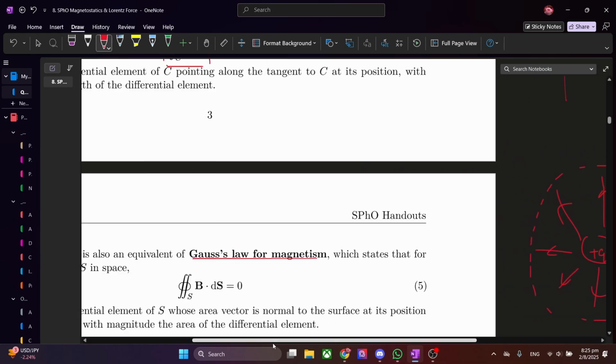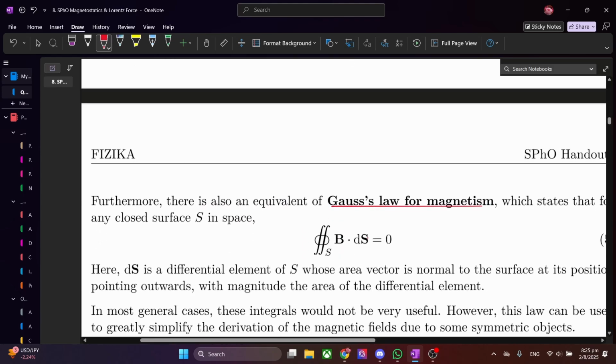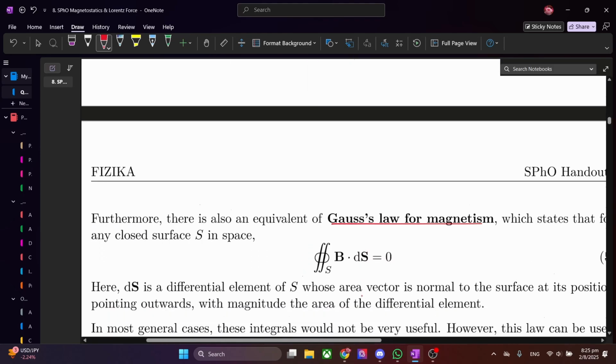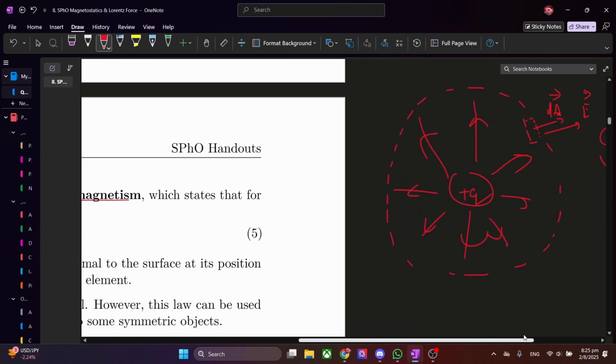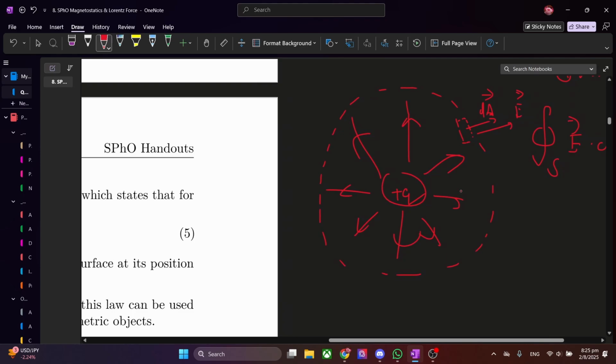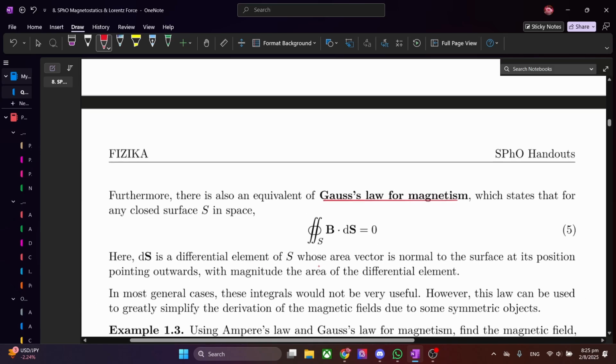What Gauss's law for magnetism says, on the contrary, is that this integral is actually 0. Here it uses dS, but it means the same as dA. What that essentially means, like I reiterated at the start, is that there are basically no sources or sinks in magnetism. Through any closed surface, the net magnetic flux through it is zero. And that's what Gauss's law of magnetism says.